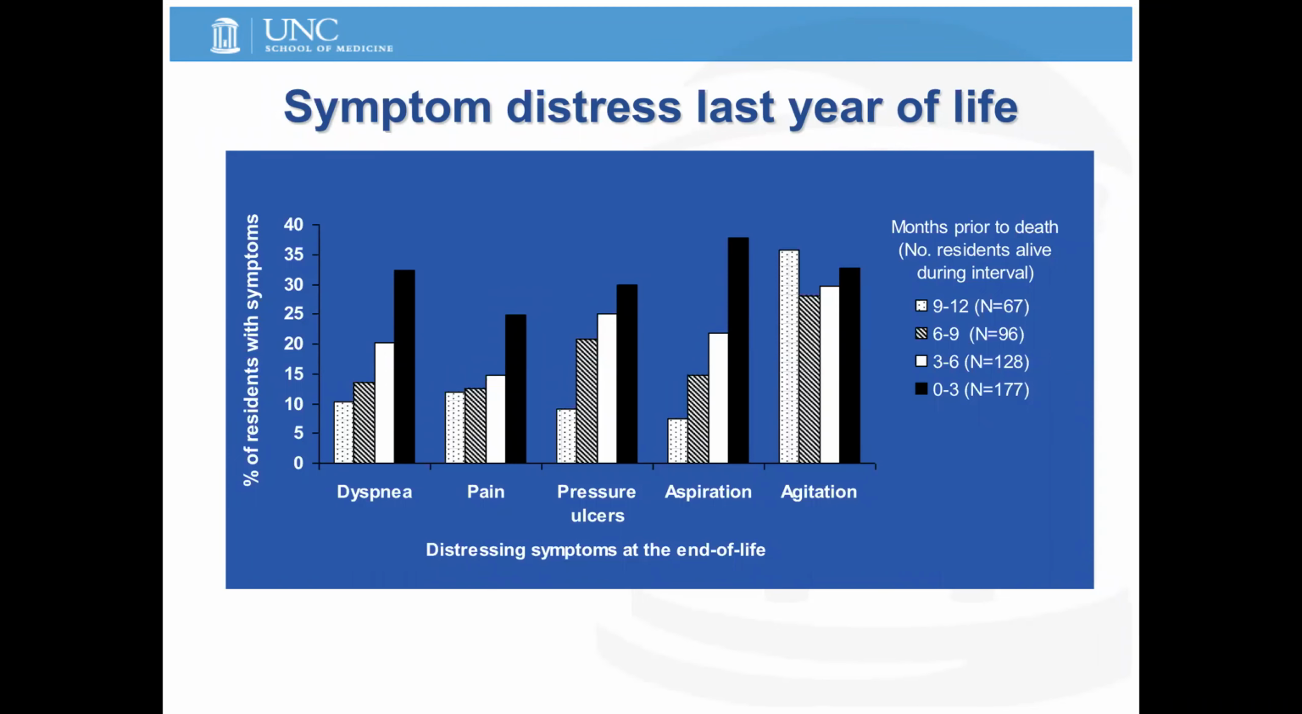What you can see here is that shortness of breath, pain, pressure ulcers, and episodes of aspiration are increasingly common as individuals move toward death, whereas agitation, not my favorite term clinically, but emotional distress is quite prevalent and common throughout that entire last year. So this gives some description of the distress that we might be attempting to address with intervention research.